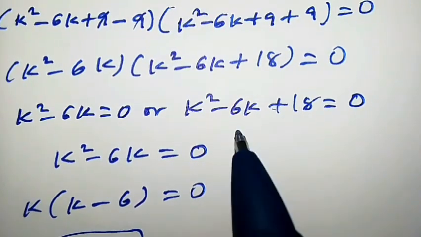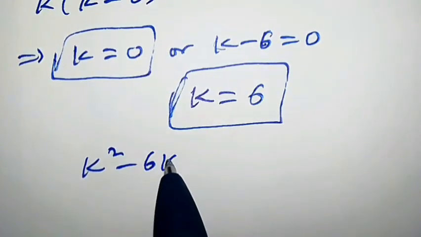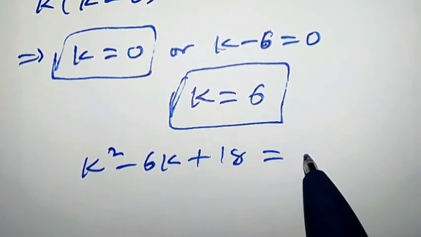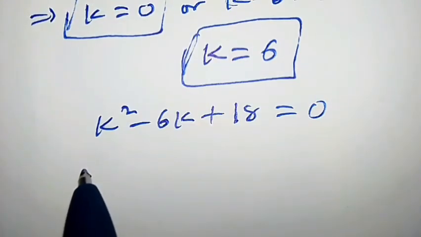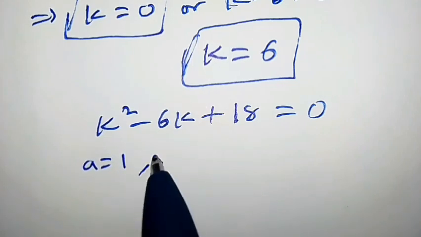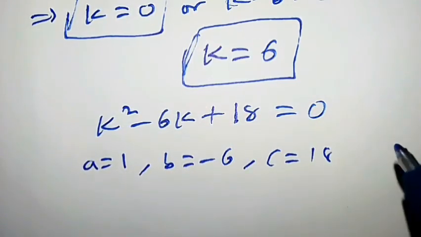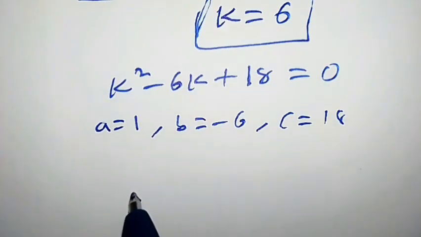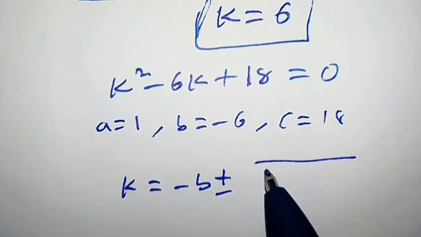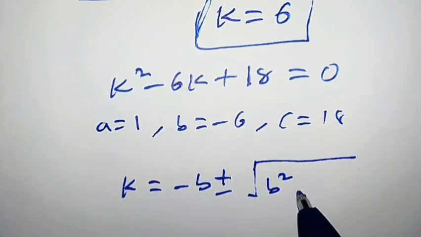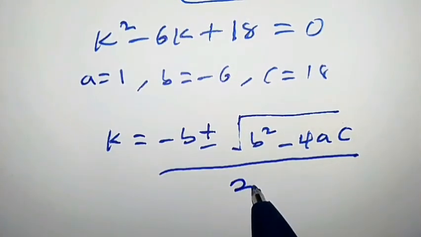Now, back to this guy, we can also solve it. k to the power of 2 minus 6k plus 18 equal to 0. This quadratic equation, we can solve it using the quadratic formula. That means our a is equal to 1, and our b is equal to negative 6, and our c is equal to 18. What does the quadratic formula say? It says k equal to minus b plus or minus square root of b to the power of 2 minus 4 times a times c, all over 2a.